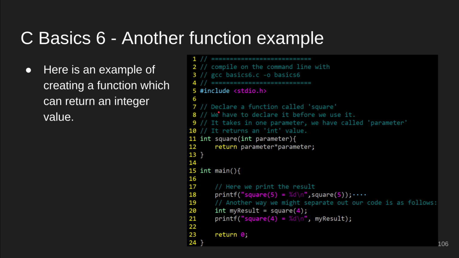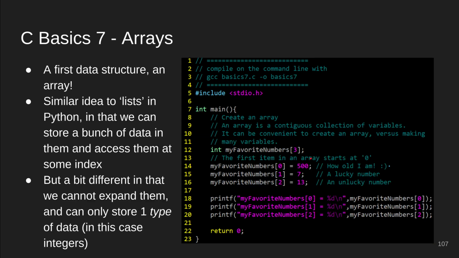Okay, and then here's just another function that can return an integer value, like we looked at before. So what's different about this example, I'll just highlight, is that we're storing the value of this function into an integer and then using it.